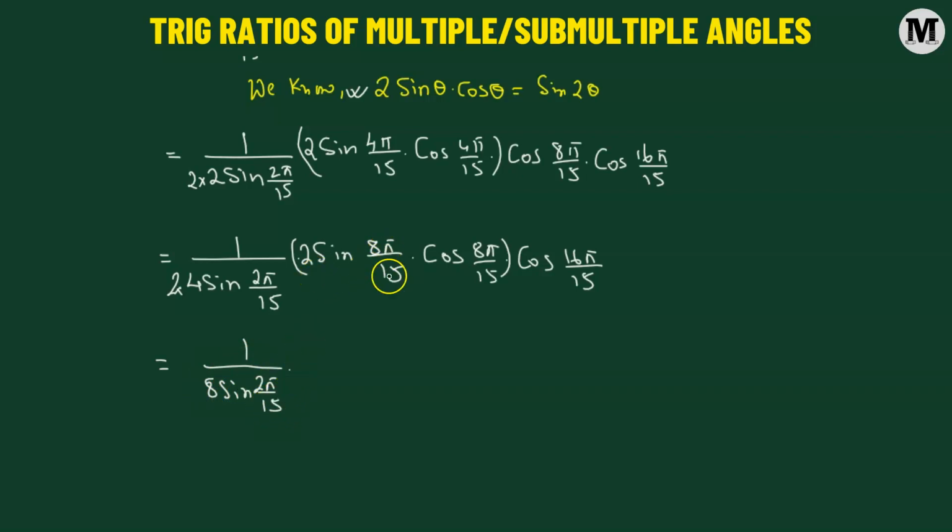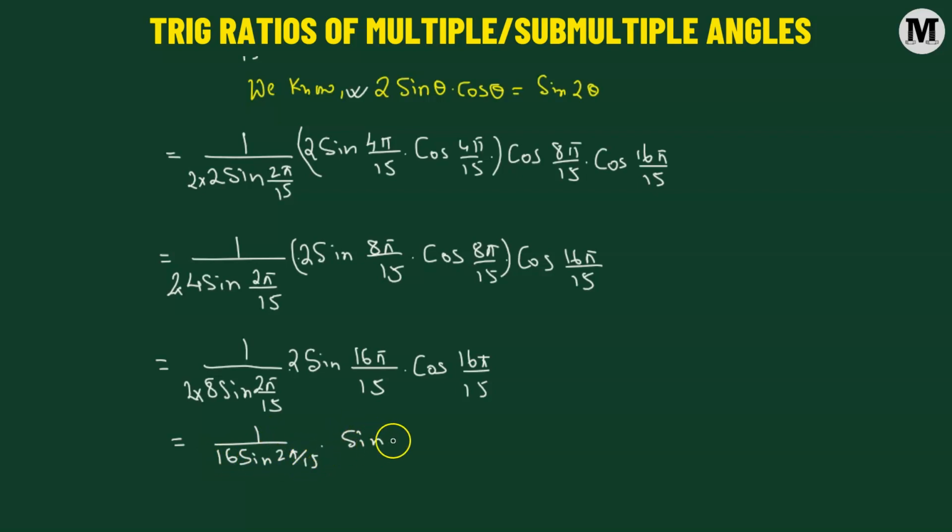And 2 sine 8 pi over 15 times cosine 8 pi over 15, that's going to become sine 2 times 8 pi, that's 16 pi, so we have sine 16 pi over 15, multiplied to cosine 16 pi over 15. And finally, we'll multiply and divide by 2. That's going to give us 1 over 16 times sine 2 pi over 15, multiplied to sine of, so 2 times 16 will give us 32. So we have 32 pi over 15.